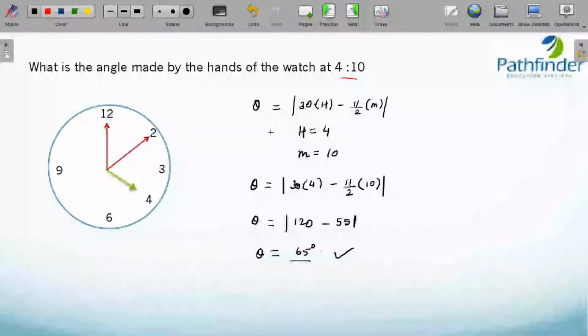So you saw how easily we utilized our formula to calculate the angle between the hands of a watch at 4 hours and 10 minutes. And this is a formula which you will have to commit to memory. Let's look at another question.